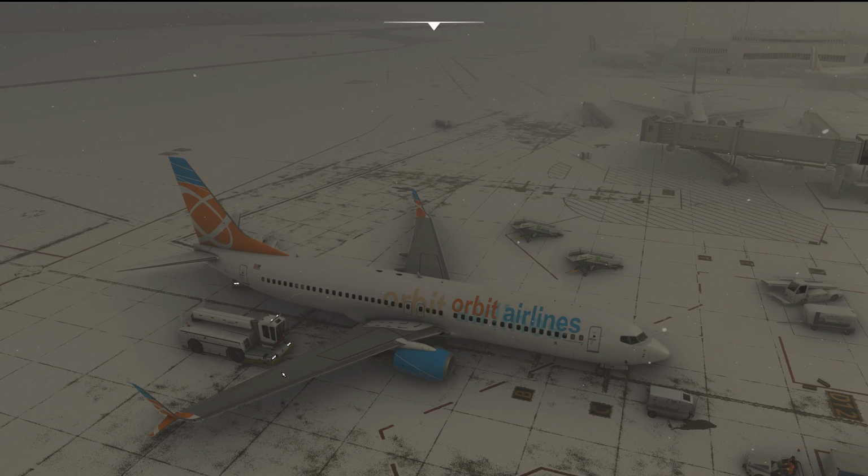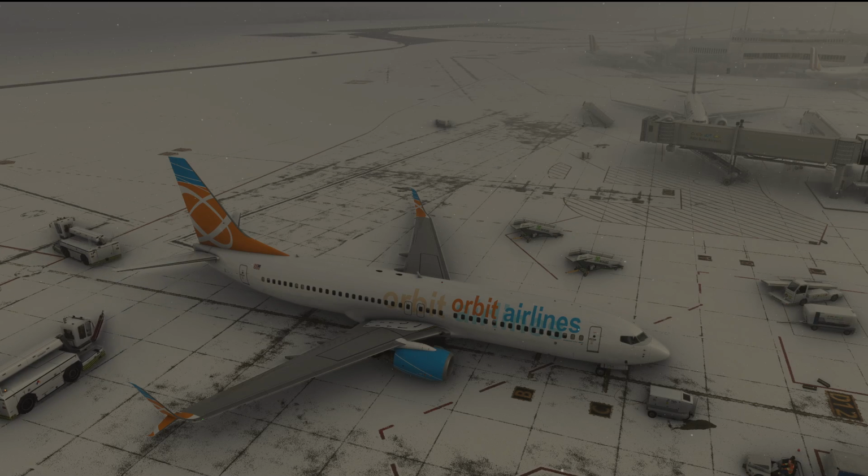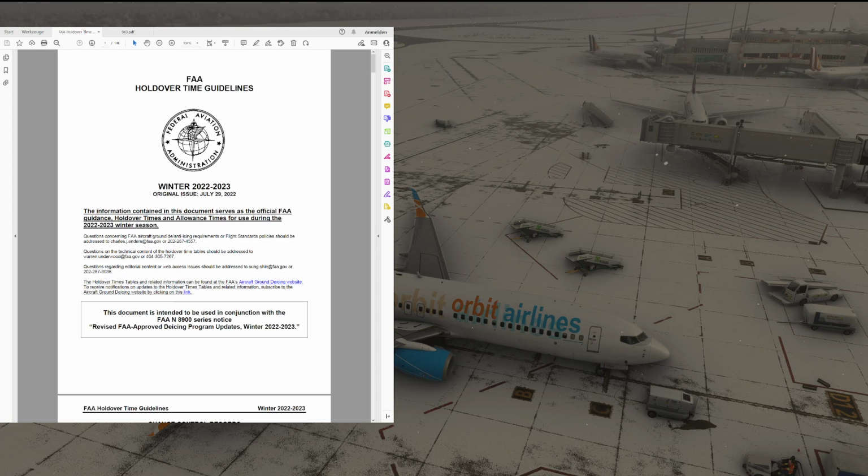Now it is important to actually note the time at which the de-icing procedure was completed, because that time will be needed to determine our holdover guidance. And in order to determine the holdover time, we can use the document from the American FAA, which we have available on screen right now. You can easily find that one by googling for FAA holdover time guidance. This document is set up by the FAA every single winter season, and it provides us with the basic holdover time guidelines. Now let's provide an example of how we actually look into this.